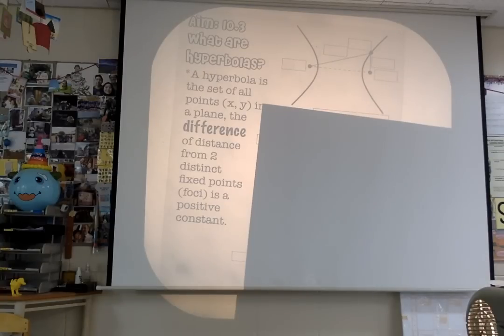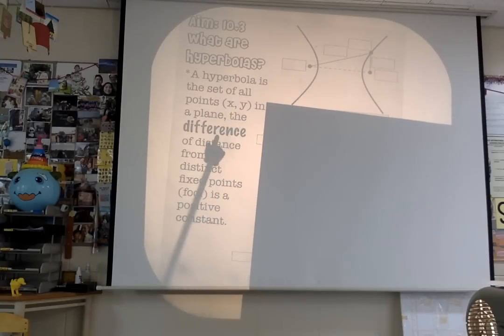Now, 10.3, what are hyperbolas? A hyperbola is a set of all points x,y in the plane where the difference of the distances from two distinct fixed points, called the foci, is a positive constant. Here's what the hyperbola looks like. Imagine the cones sitting on top of one another, cut vertically, and you get these two parts. I've shown you that with the figures.